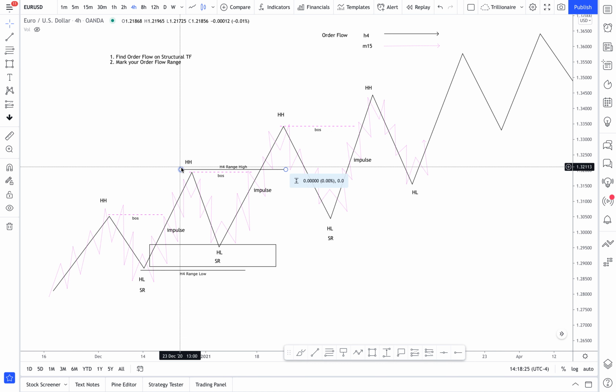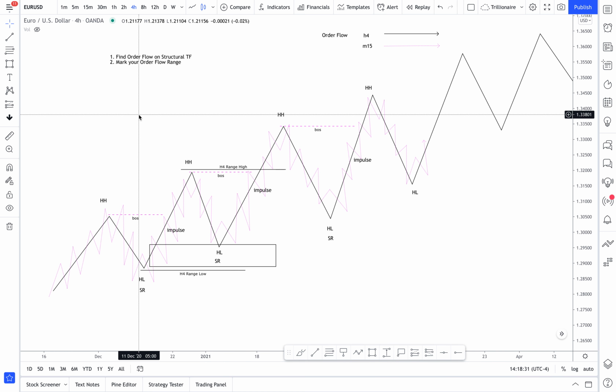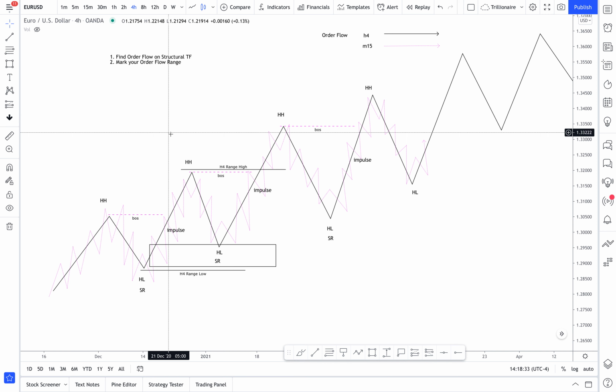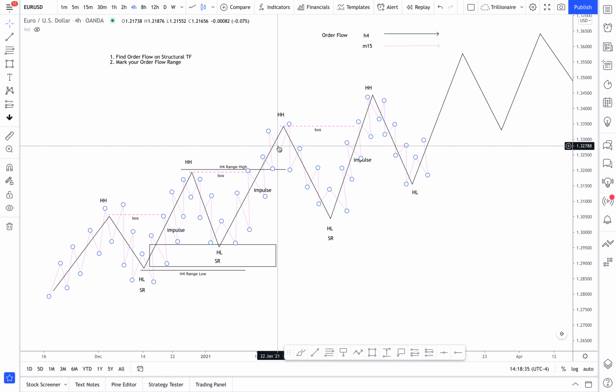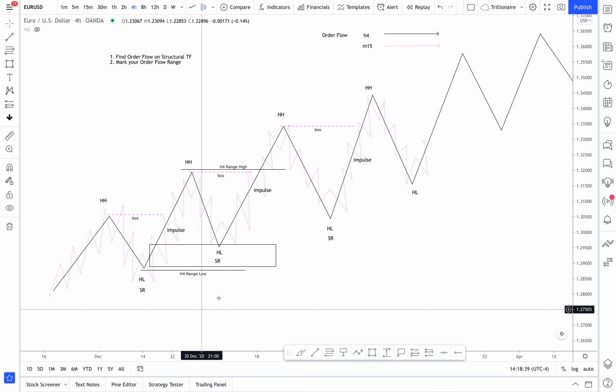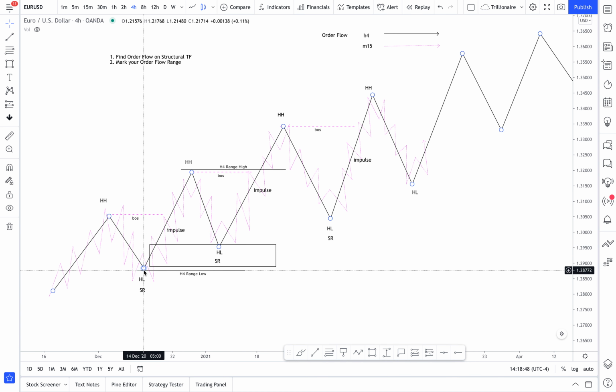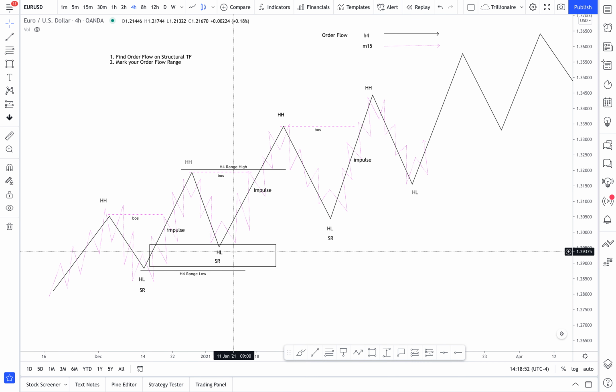I'm marking my range high and my range low because I need to see where the invalidation points are on my chart as it relates to order flow. If price creates an impulsive move and breaks this high right here, then I am no longer looking for this order block to play out right now. If price breaks this low right here, then that also invalidates this order block.